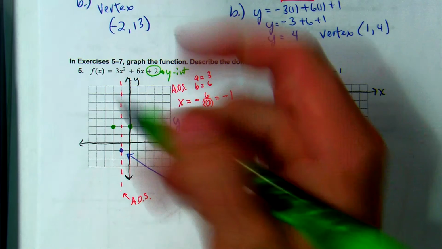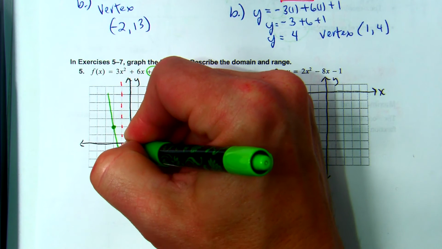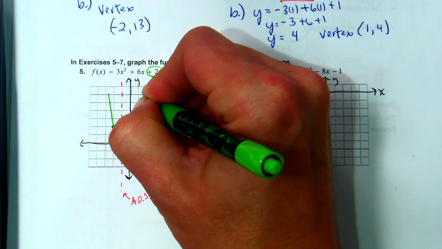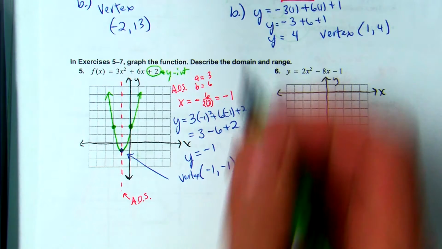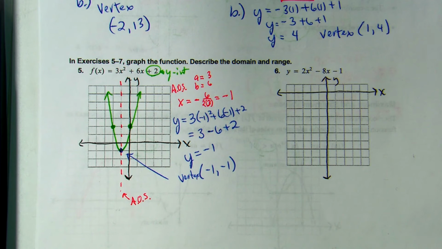And I can draw the graph now, knowing that it's going to go up somewhere in here, come through the vertex there, go back through that point, and then look something similar to that. Okay? So that's the graph of number 5. We're going to do 6 the same way.